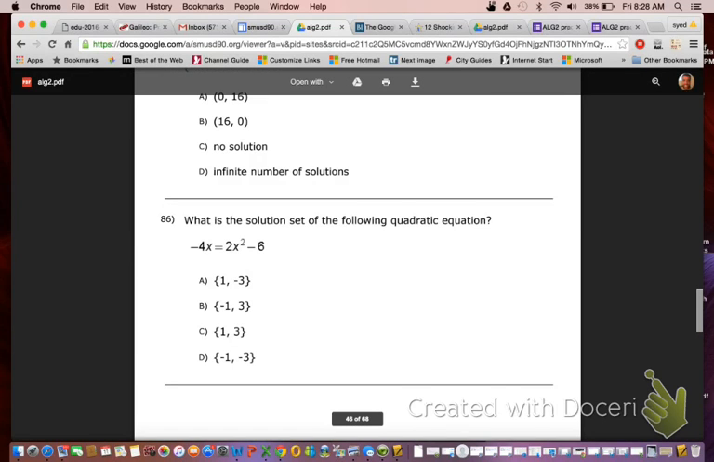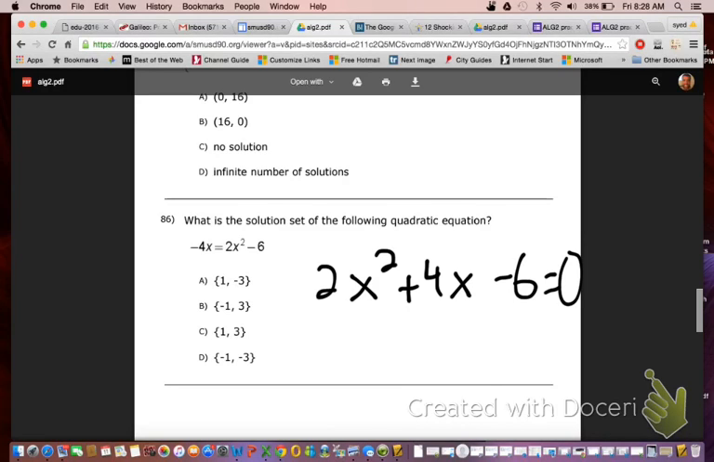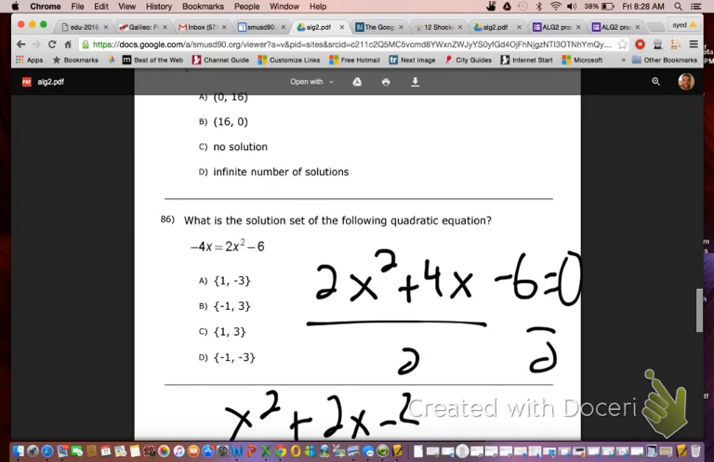Okay, so something like 86, you know how to do, you just have to get everything on one side. So 2x squared plus 4x minus 6 is 0. And then use the quadratic formula. Okay? Or you can divide everything by 2. You get x squared plus 2x minus 3 is 0. And you could all do that problem. So I'll leave it there.